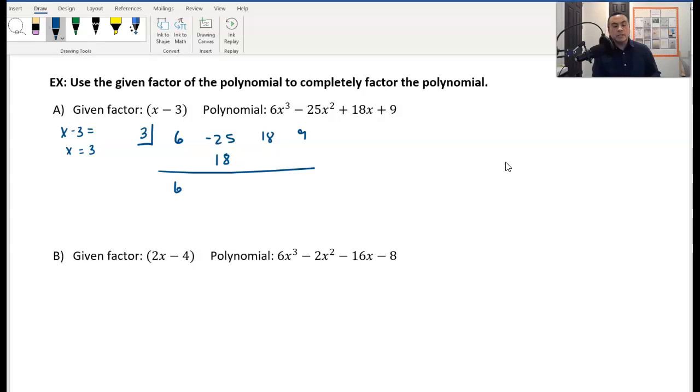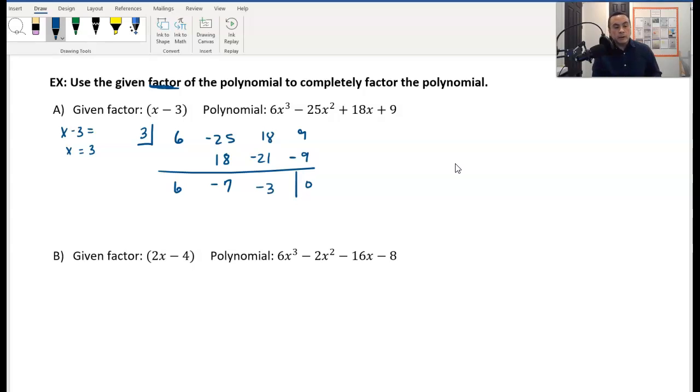Negative 25 and 18 is going to be negative 7. Now multiply 3 times negative 7 and take it to the top. So that'll be negative 21. Remember that if you need to slow down, pause, rewind, you can do that. 18 minus 21 is negative 3. Then, once again, repeat the process. 3 times negative 3 is negative 9, and we take that negative 9 to the top, and negative 9 and 9 is going to give me a 0. Perfect. See, it had to be remainder 0 because if it's a factor, that means it goes in evenly.